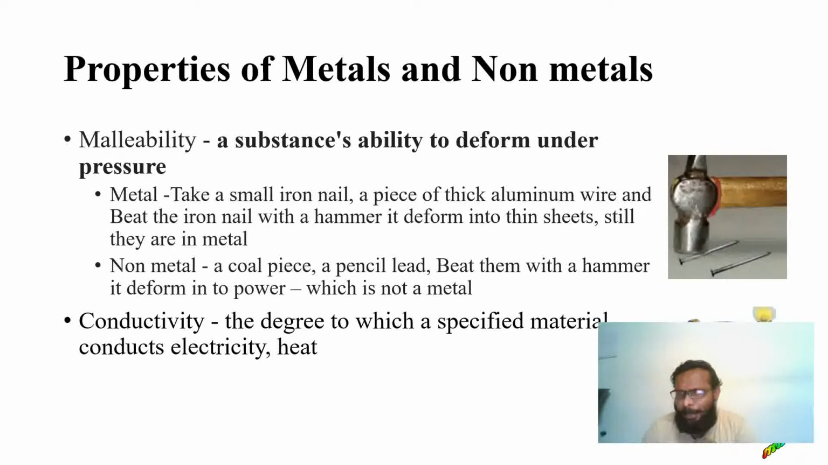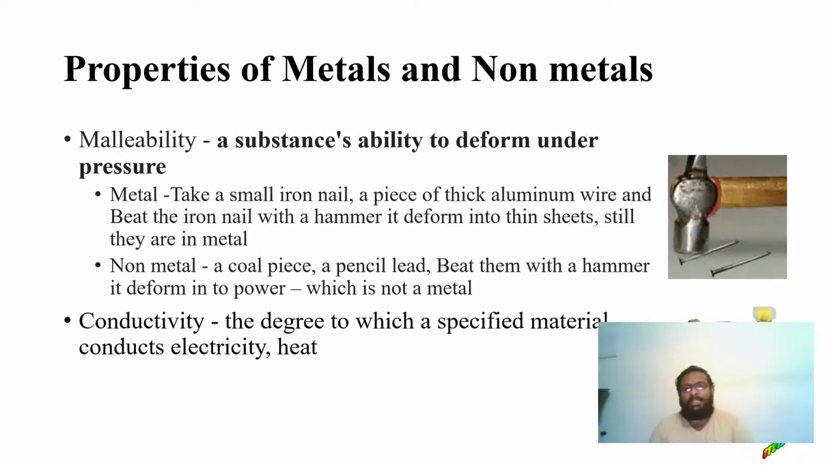Take the example of a piece of chalk. When you hammer it, it converts into a powder. It's not converted into a sheet like a metal. But in the case of a nail, which is a metal, it deforms into a sheet. So this is the property of malleability.